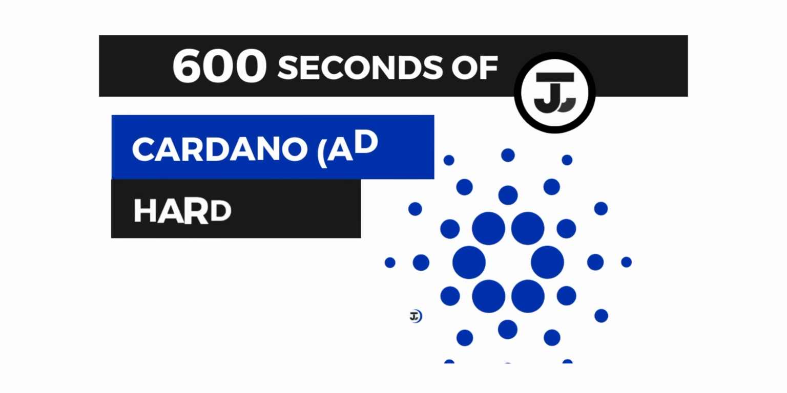Alright, welcome back everyone. So today we're going to be looking at Cardano, or the shorthand name which is ADA. Specifically, we'll be taking a look at the hard fork, what exactly it means, and I'll be explaining what this cryptocurrency is all about.